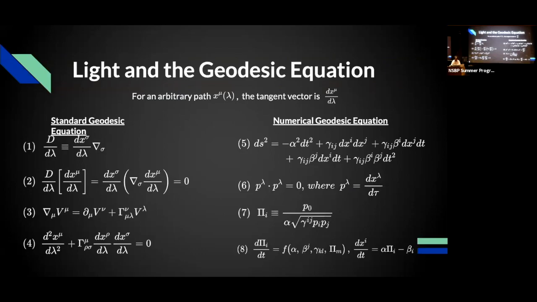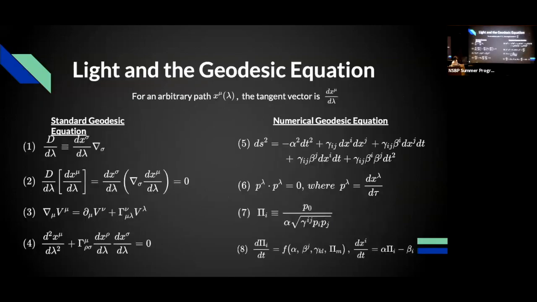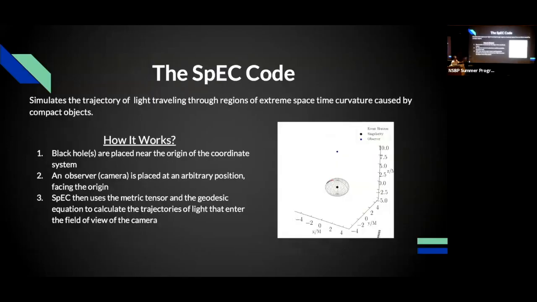So fast forwarding a little bit, now we're getting to the spec code. The spec code essentially applies all of the mathematical concepts that I just said into a computer simulation, where it places a black hole in the center of an arbitrary grid and places an observer some distance away from that grid, right? It then goes in and uses a numerical algorithm to solve the momentum version of the geodesic equation down here for a large number of photons.